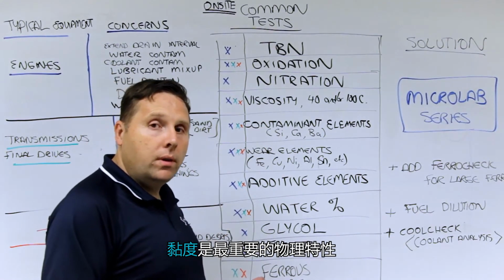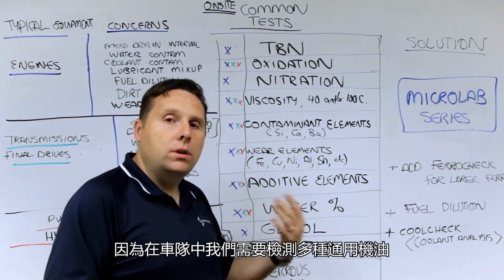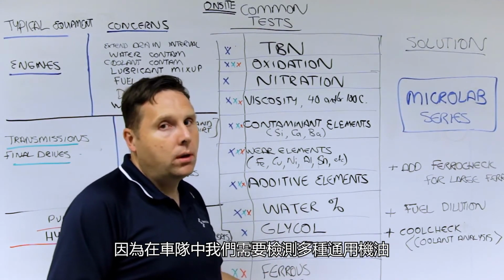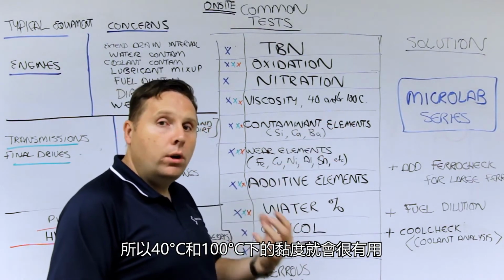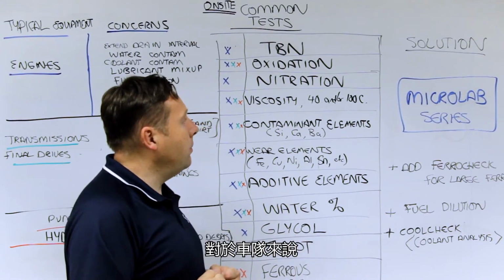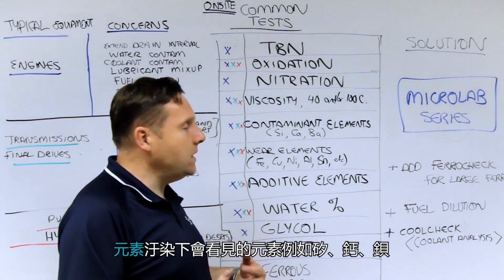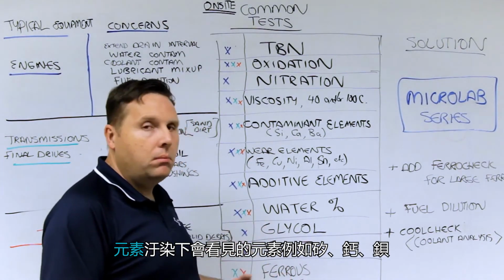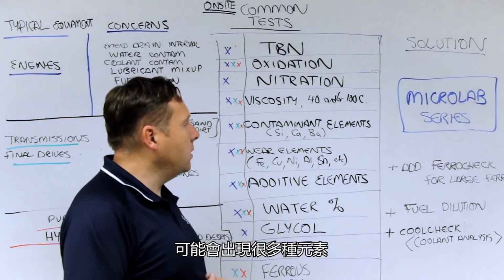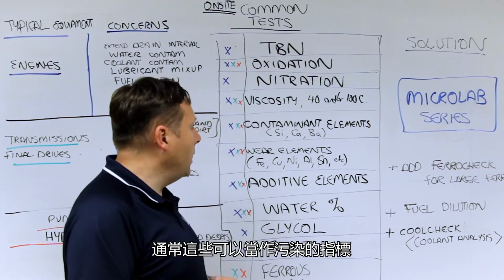Viscosity is the most important physical property. We always want to be able to look at 40 and 100 because we're dealing with multi-grade oils on almost all municipal fleets. So having that 40 and 100 is a really, really powerful solution for this application. Contaminant elements are the typical elements that you might see: silicon, calcium, barium, all varieties of materials that can be coming up. Usually they're an indicator that there's contamination.